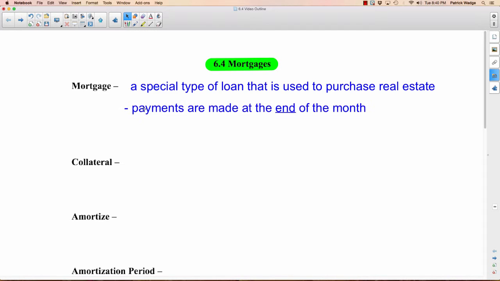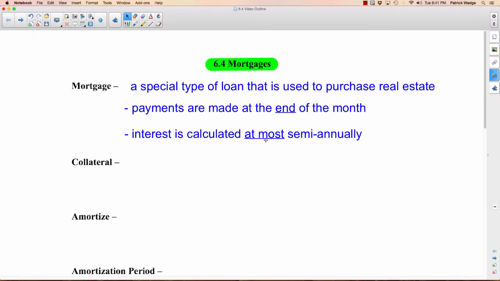And payments are made at the end of the month. Getting into the nitty-gritty details, get those out of the way first. Payments are made at the end of the month, and interest is calculated at most semi-annually. That's by Canadian law. It can be annually, it can be semi-annually, but it couldn't be any more often than that.